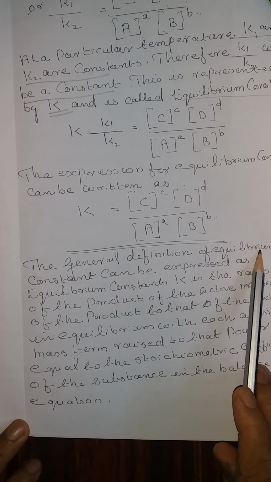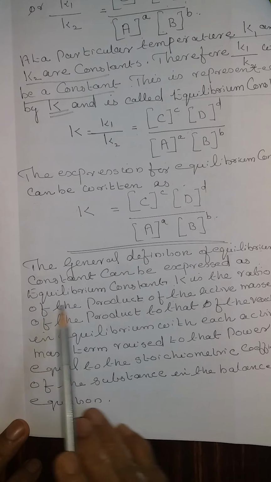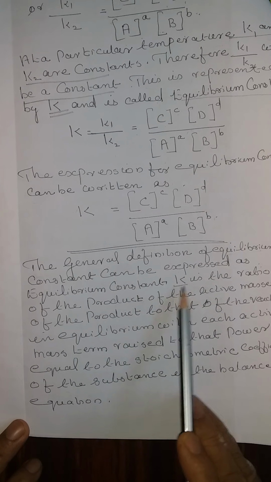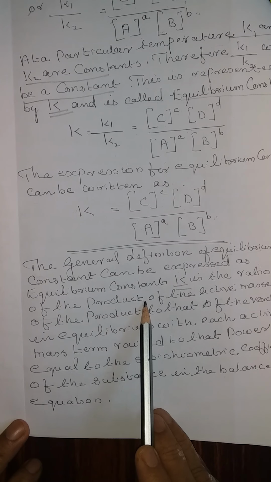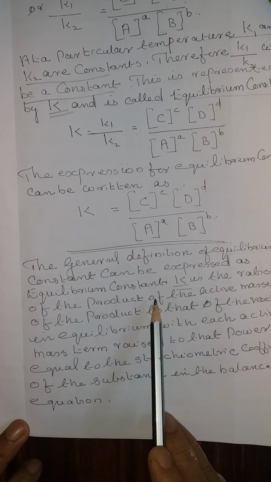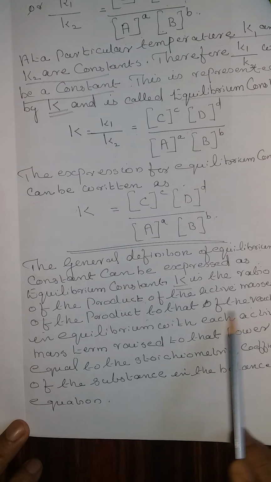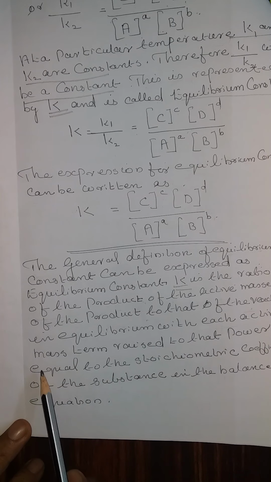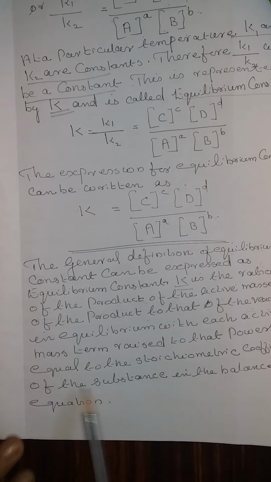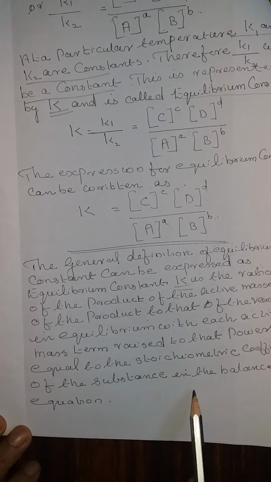The general definition of equilibrium constant can be expressed as: the equilibrium constant K is the ratio of the product of active masses of the products to the reactants in equilibrium, with each active mass term raised to the power equal to the stoichiometric coefficient of the substance in the balanced equation.